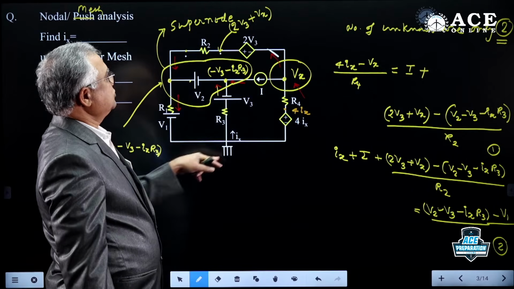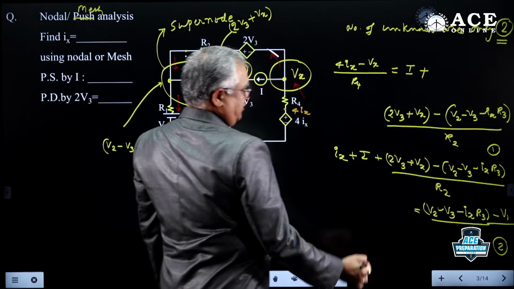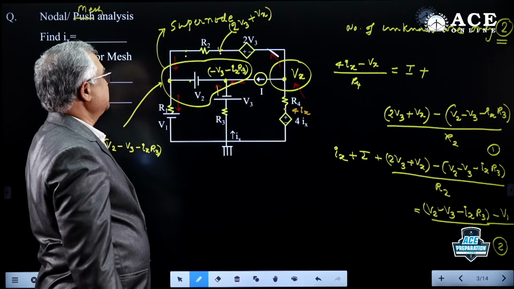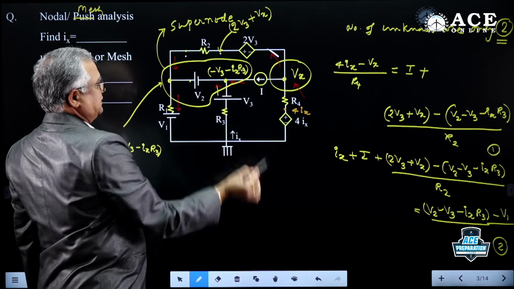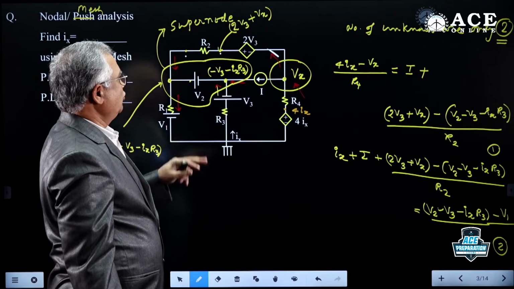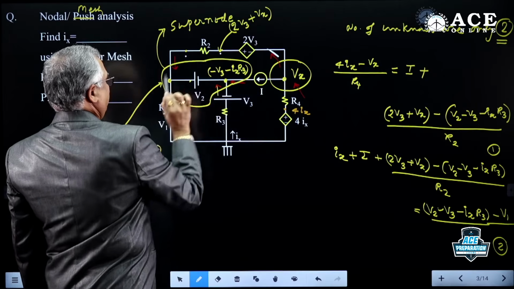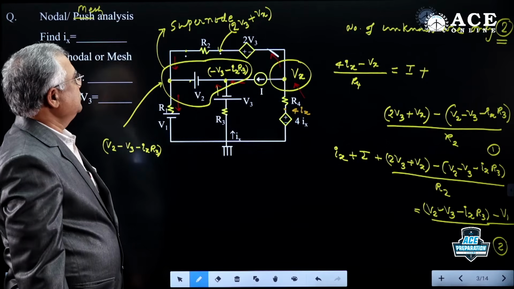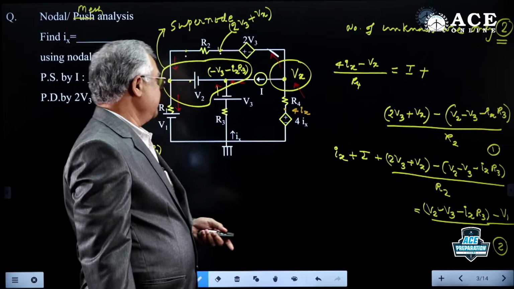So numerical values not given. If it is given, the simplification will be easy. You can solve. So how many concepts I am telling? Supernode concept, how to optimize the number of unknowns, then how to write nodal equation at normal node, how to write at supernode, etc. So this is one important model of nodal analysis.